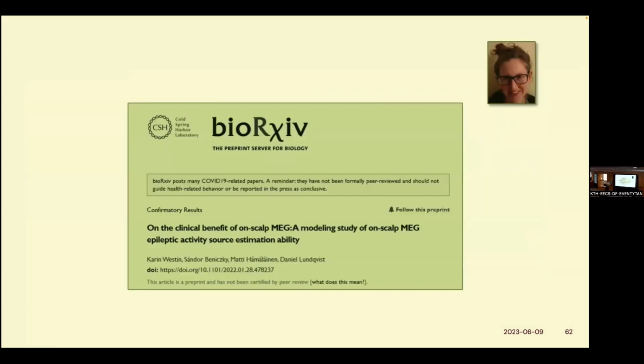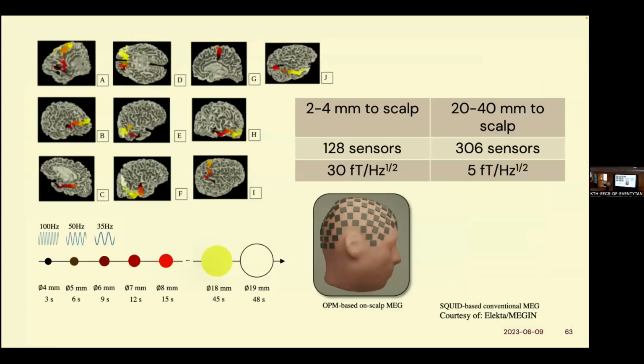So then we wanted to do a simulation study, looking a bit more at what the capabilities really are if we had a whole head system. In this case, we chose OPMs for the simulation, but it doesn't make that much difference. And then Karin simulated 10 epileptic networks that have this activation pattern, similar to a real seizure.